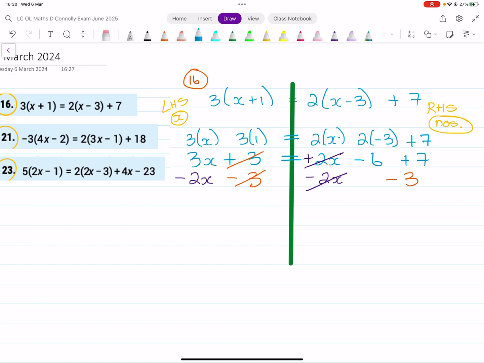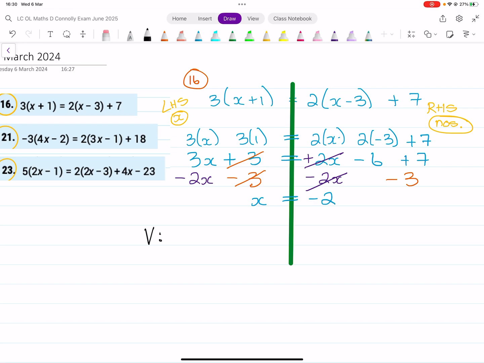So on the left, 3 take away 2 is 1, and then the x family. And on the right, you can just put this in your calculator, minus 6 plus 7 minus 3. So I think that's minus 2. And the 1 can be an invisible one, so we don't need it. Yeah? And then you can verify, you don't have to, but you can.